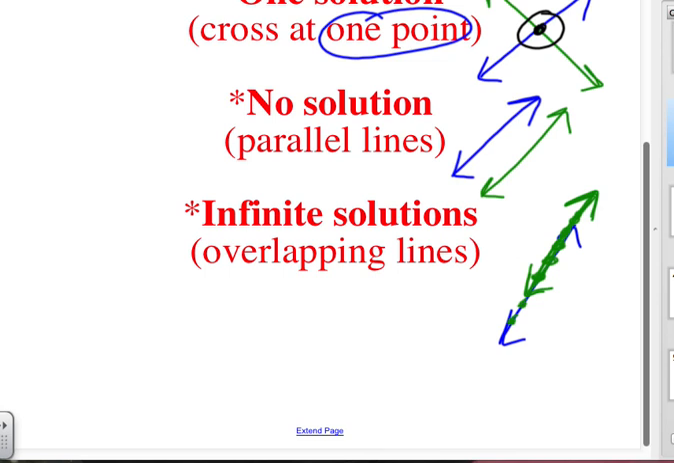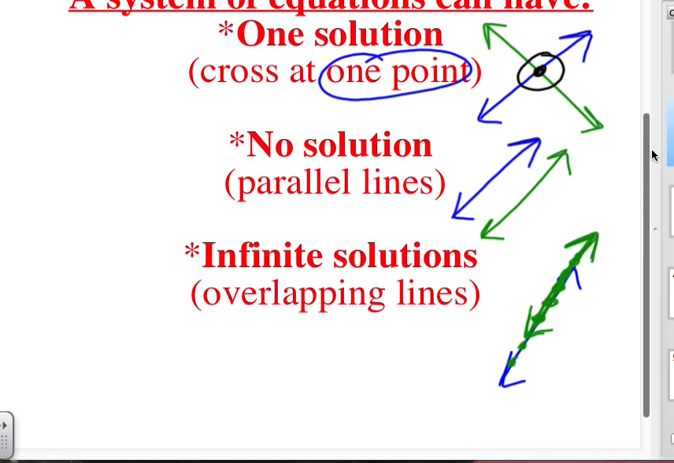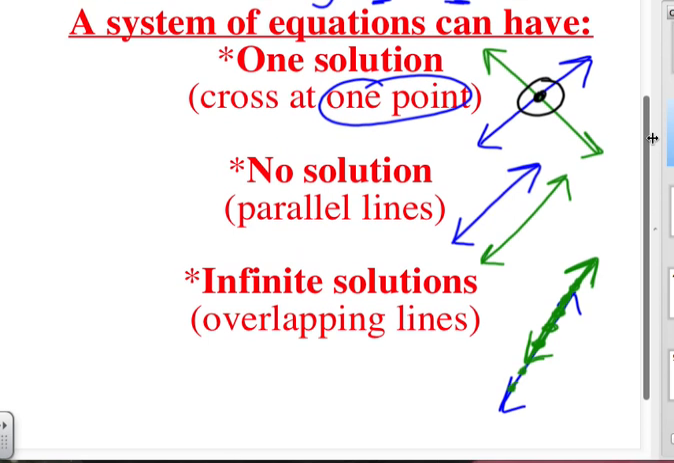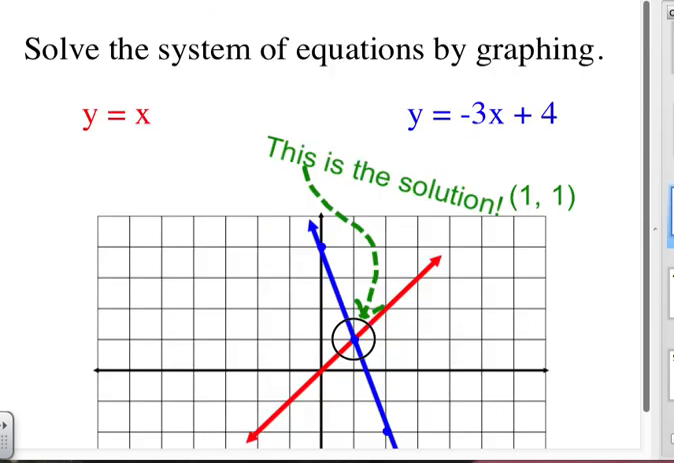So again, let me say, what you're going to be doing today is you're going to be graphing two equations on the same coordinate plane. And then you're going to be looking to see, do they cross at one point, which would be one solution? Are they parallel lines, which would be no solutions? Or do they end up being the exact same line, which would be an infinite number of solutions? That's what you're going to be doing. So hopefully you're pretty confident at graphing.